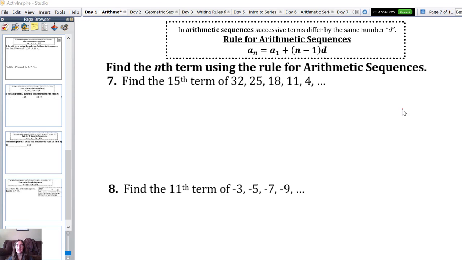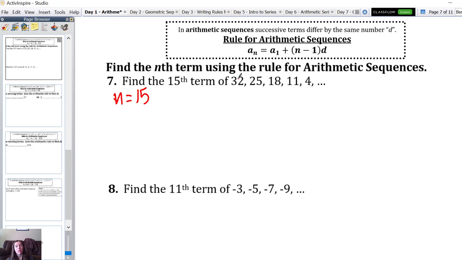For these examples, we need to find what is called the nth term, which is going to be a very specific term placement in the sequence using the rule for arithmetic sequences. So in number 7, we're looking for the 15th term. That means n here is 15. To use our rule, we need an a sub 1, we need a value of n, and we need a value of d. So let's figure out what d is going to be.